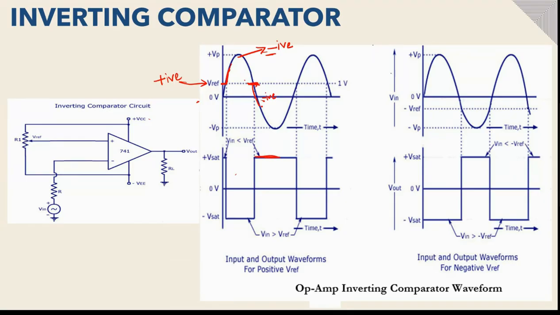Similarly, the reference voltage can be either positive or negative. In this diagram, a negative reference voltage is considered, but the comparison is the same. The reference voltage is given at the positive terminal, and the signal we have to compare is given at the negative terminal. The positive terminal voltage should always be high to get plus Vsat. When the positive terminal voltage becomes less than the negative terminal voltage, the output will become minus Vsat.